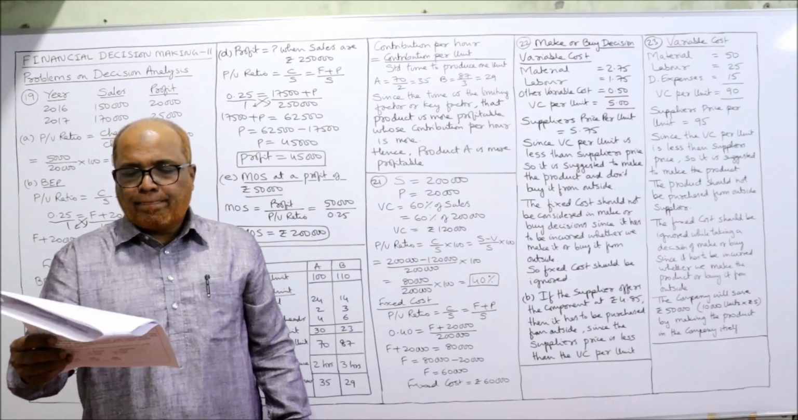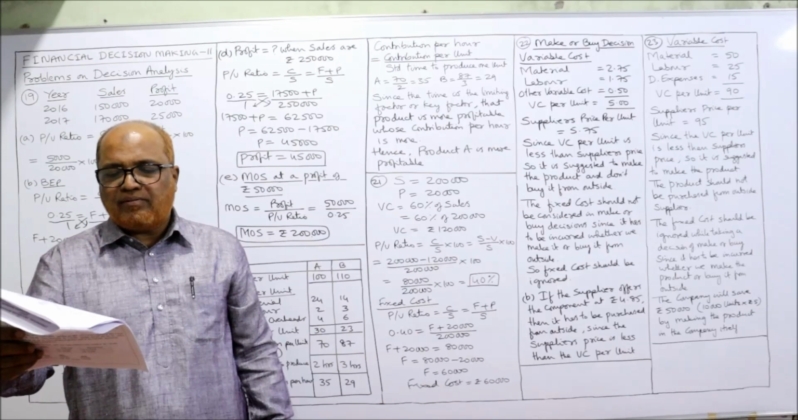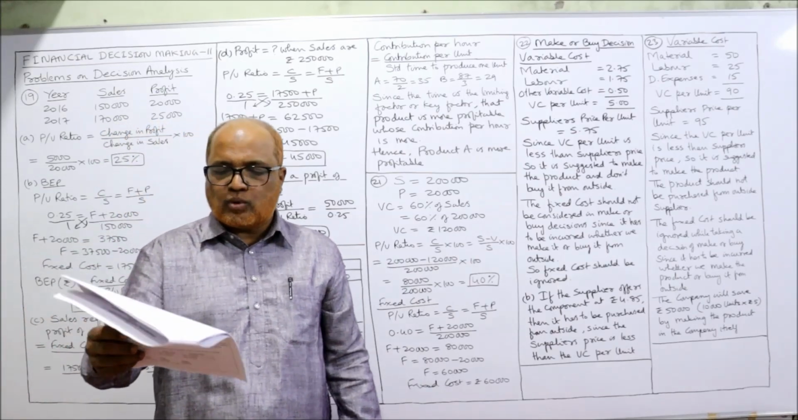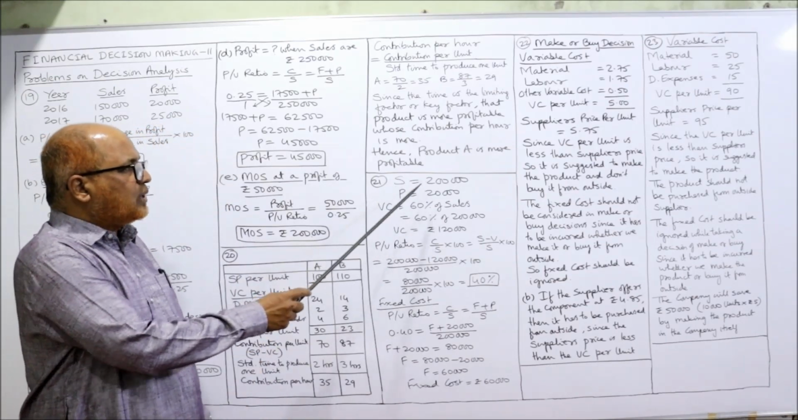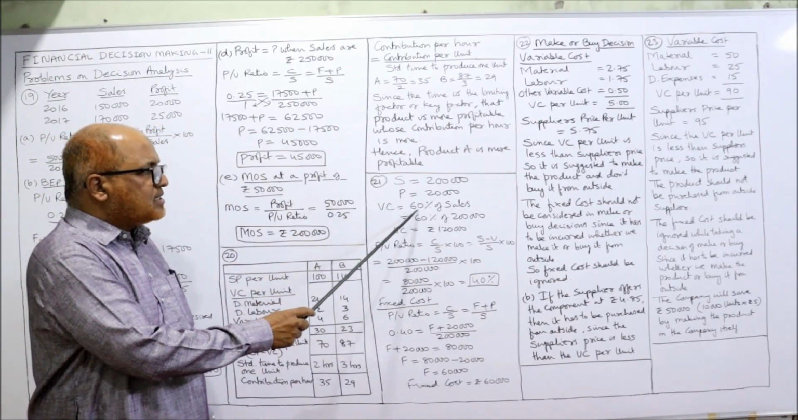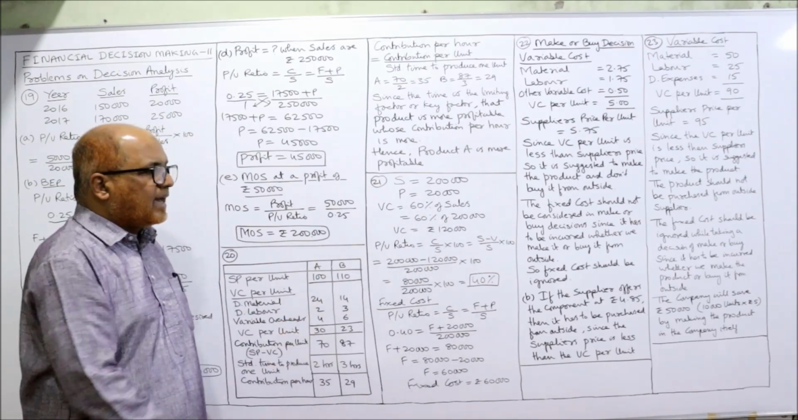Sales are 2 lakh. Then profit is 20,000, variable cost 60%. You are required to calculate PV ratio, fixed cost, sales volume to earn a profit of 50,000. Straightforward problem. So sales 2 lakh, profit 20,000, variable cost is 60% of sales. So 60% of 2 lakh, it comes to 1 lakh 20,000.